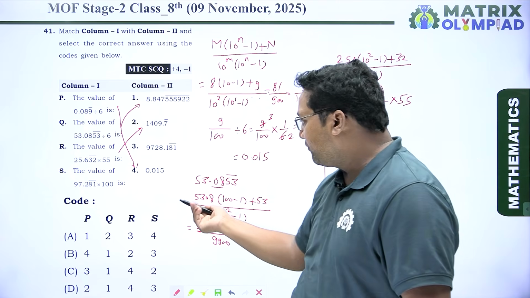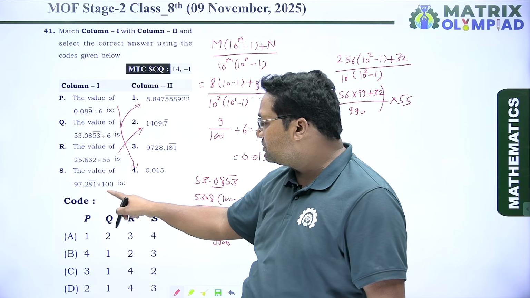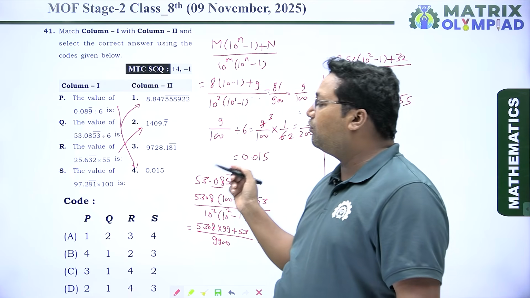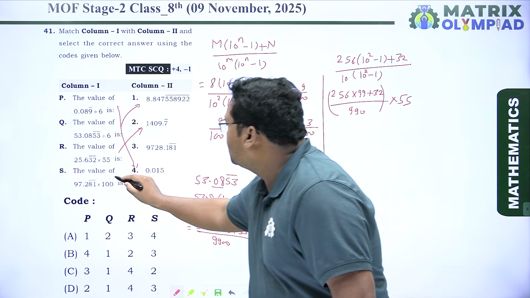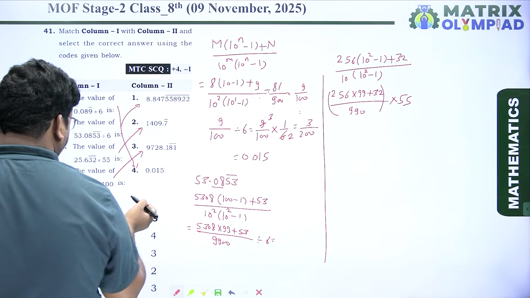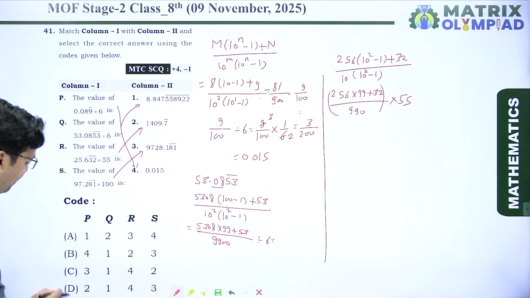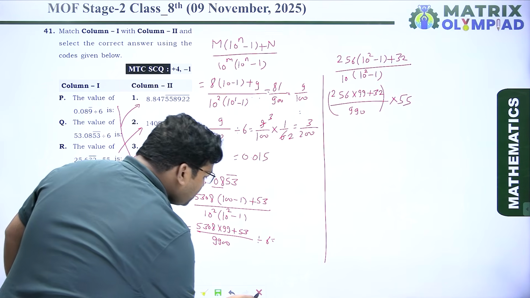Here you can see we have to multiply it by 100, so this number becomes 9728.181 bar. So this number is equal to this. So our answer is 4123, which is in option B. So option B is the right answer. Now coming to the next question.